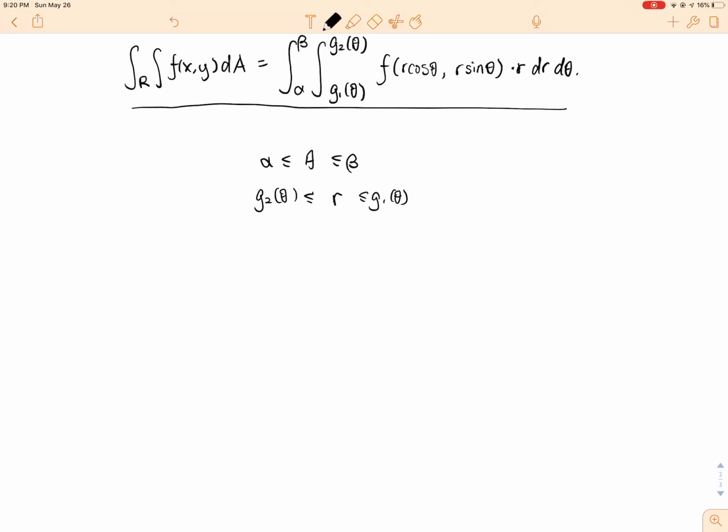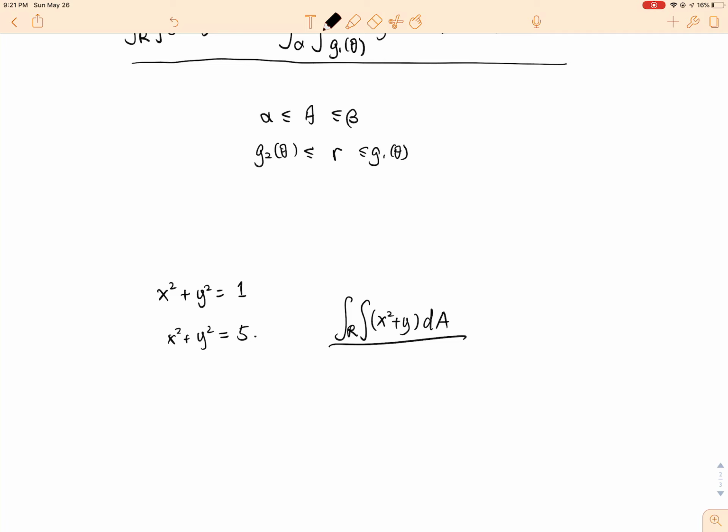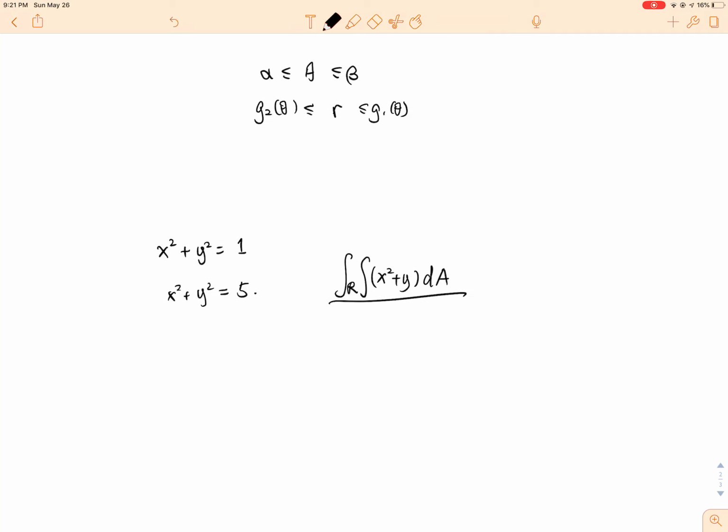So there are two circles. One is x squared plus y squared equals 1, and another circle is x squared plus y squared equals 5. And here we need to calculate the area, so we have to integrate this. So we just do it step by step.